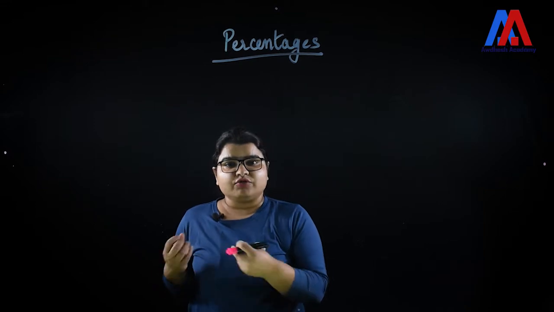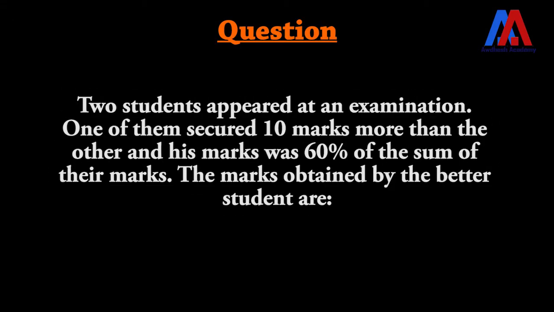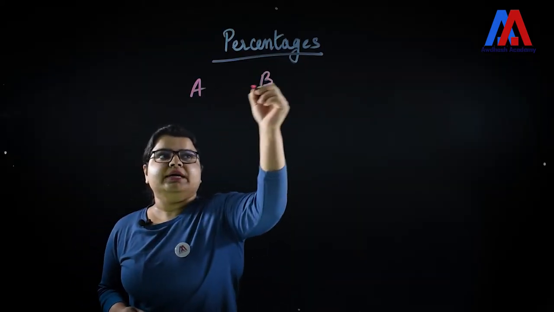Now let's solve some questions based on the calculation of percentages and also to calculate the percentage change. Two students appeared at an examination. One of them secured 10 marks more than the other and his marks was 60% of the sum of their marks. The marks obtained by the better student are? So here we are given two students. Let them be A and B.